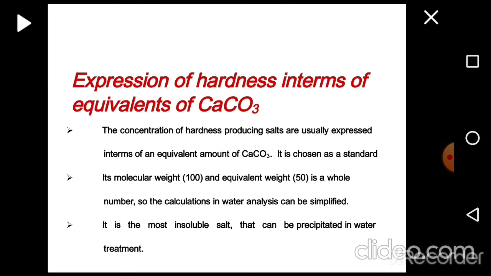The next heading, expression of hardness in terms of equivalents of calcium carbonate. The concentration of hardness-producing salts can be expressed in terms of the equivalent amount of calcium carbonate. It is chosen as a standard because its molecular weight is 100 and its equivalent weight, 50, is a whole number, so the calculation is very easy. It is also the most insoluble salt that can be precipitated in water treatment.